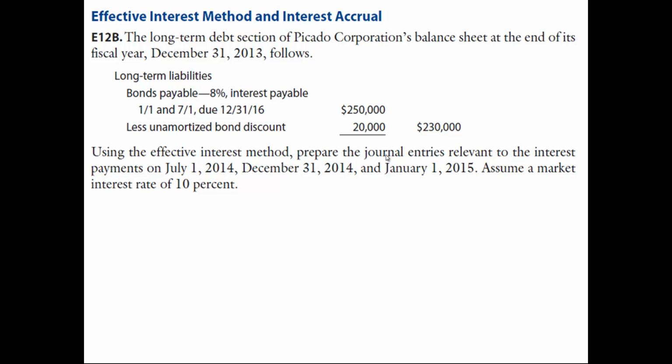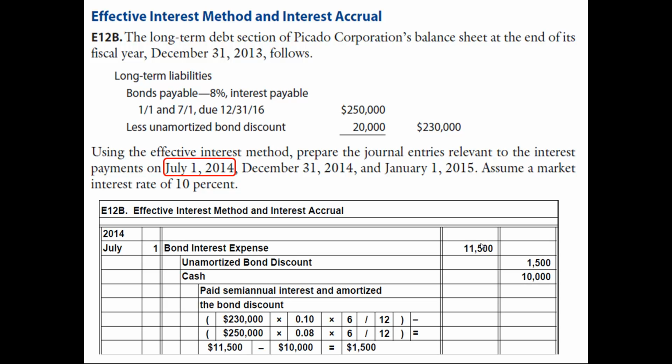So we are going to prepare journal entries to record the interest payments of July 1st, December 31st, and January 1st of 2005, and we're going to assume an interest rate of 10%. On July 1st, it's just going to be a normal journal entry that we learned previously in this chapter. We debit bond interest expense, credit unamortized bond discount, and credit cash.